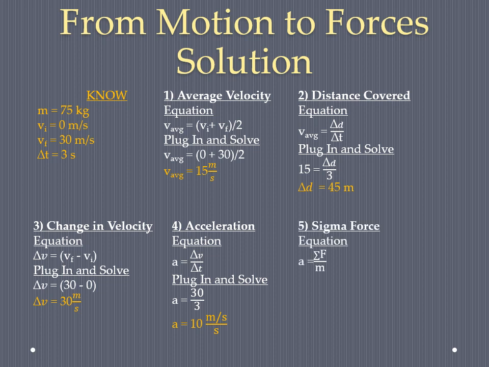And the last thing I solved was sigma force. My equation is a equals sigma force over m. When you plug in and solve, you get sigma force is equal to 750 newtons. So that means the cheetah has an unbalanced force of 750 newtons acting on it as it accelerates. Give yourself a pat on the back if you got through all this stuff on your own.